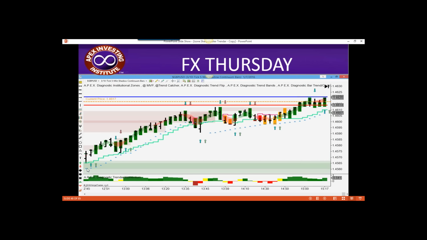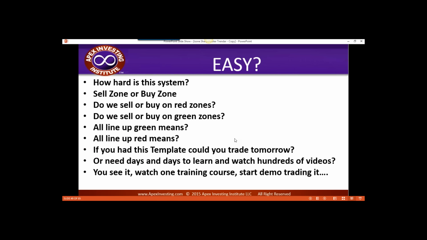Another pound dollar earlier, a little bit closer to lunchtime. Down here by the zone, green, green, green, arrow, take it up. Okay? So, guys, I can go on and on and on and show charts here. I think you guys have the idea.